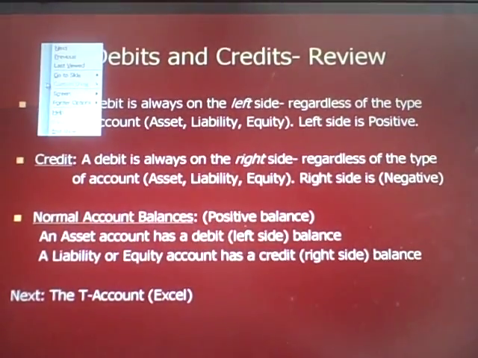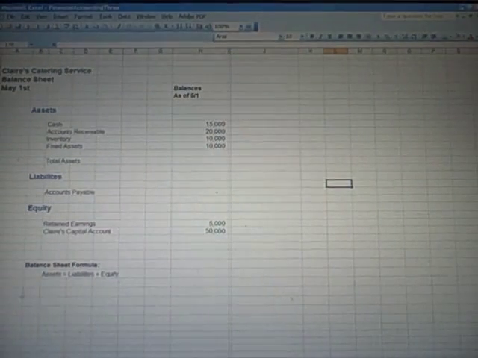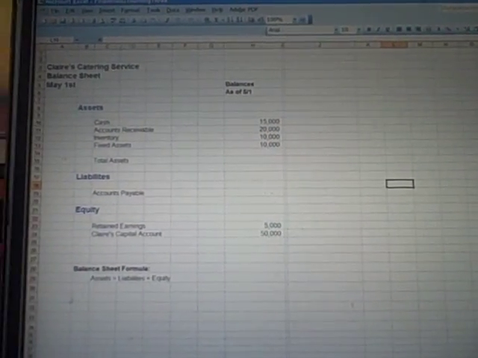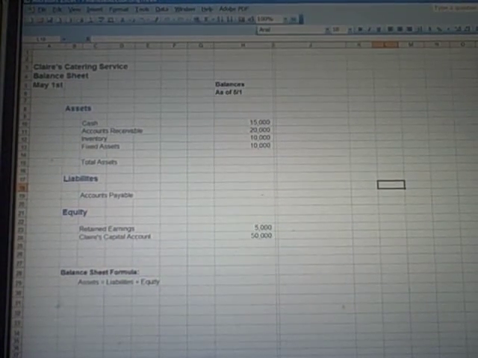I want to switch over to Excel and pull up a spreadsheet that shows our balance sheet. What you see here is the balance sheet that we saw on a prior slide where we have assets, liabilities, and equity. We've got some account balances there, and we also see the balance sheet formula at the bottom. Assets equals liabilities plus equity.